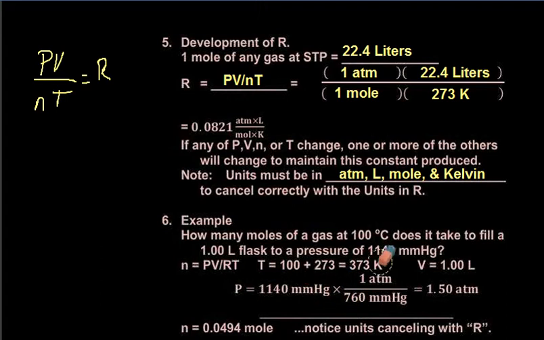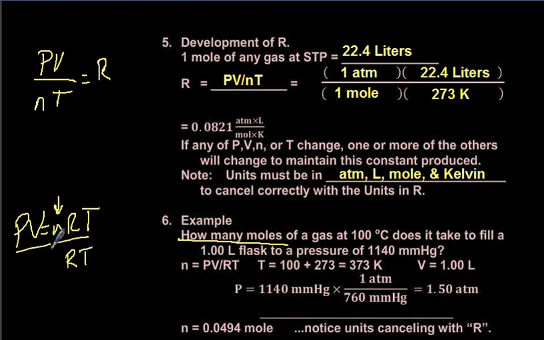For example, how many moles of a gas at 100 degrees Celsius does it take to fill a 1.00-liter flask to a pressure of 1,140 millimeters of mercury? Now, we've got some things we've got to change. First of all, we need to find how many moles. So that's going to be PV equals nRT. We need to find moles, so we will divide by R and T. So PV divided by RT is what n equals.